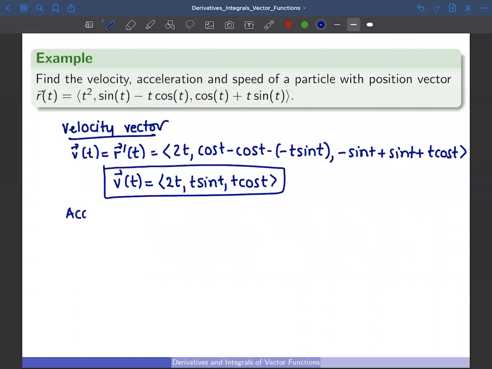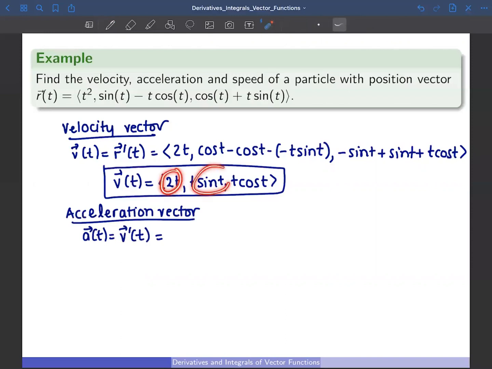Now for the acceleration vector, we have that the vector a of t is equal to the derivative of the velocity vector. So that is equal to, again, the vector with components the derivatives of the components of the velocity vector. So we have the derivative with respect to t of 2t gives us a 2. The derivative with respect to t of t sine t gives us sine t plus t cosine t. And the derivative with respect to t of t cosine t gives us cosine t minus t sine t.